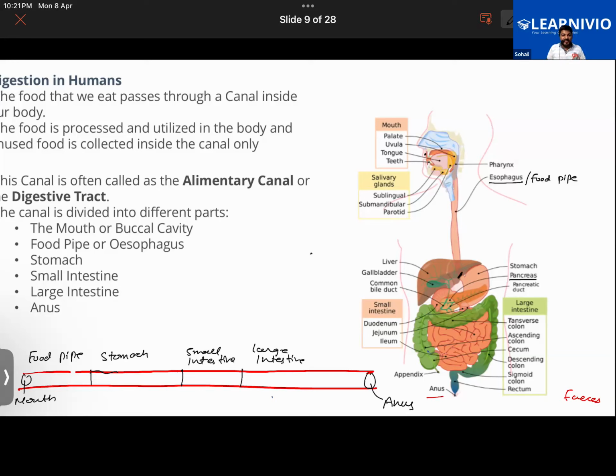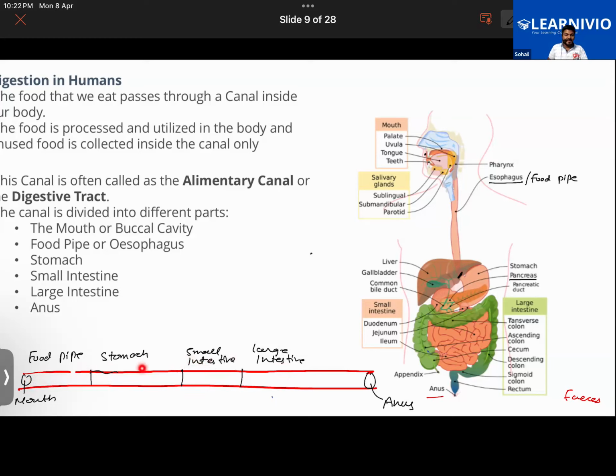So we can say that the food that you eat passes through a continuous canal and it gets digested in each compartment of this canal. Like in the first compartment, in the mouth itself, some amount of food got digested. I will be telling you later on, like some partial digestion of starch takes place in the mouth. It went into the stomach, some component of the food got digested in the stomach as well. Same in the small intestine and large intestine.